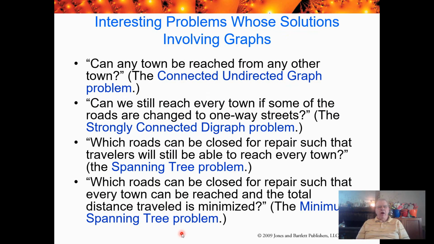So there's a bunch of problems. There are a bunch of problems that involve graphs, and which can be solved or shown to be very difficult using graphs. Can any town be reached from any other town? The connected, undirected graph problem. Can we still reach every town if some roads are changed to one-way streets?